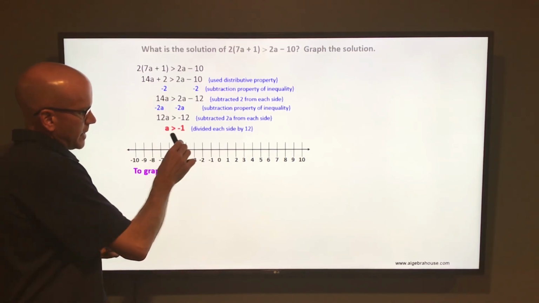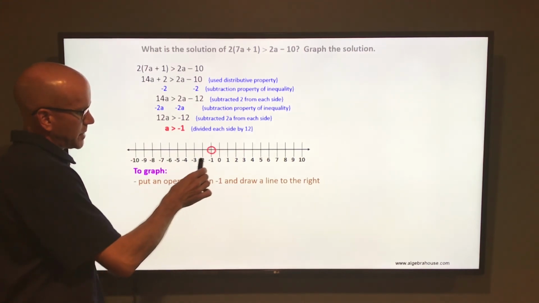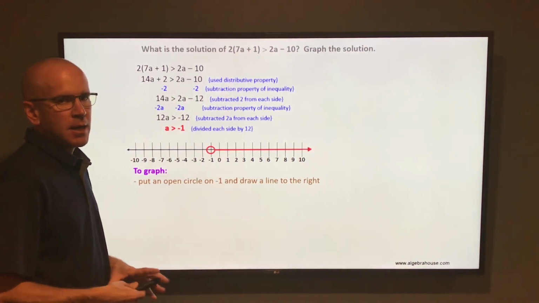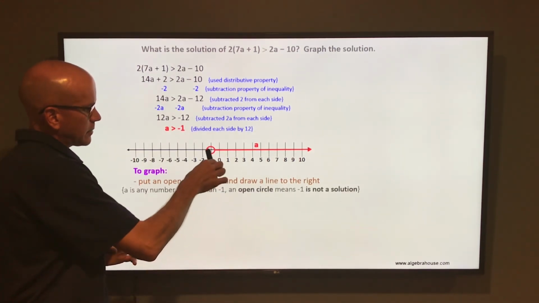So to graph that, a is greater than negative 1, you'd put an open circle on negative 1 because a does not include negative 1. And the arrow goes to the right. A is anything greater than negative 1. It does not include negative 1.